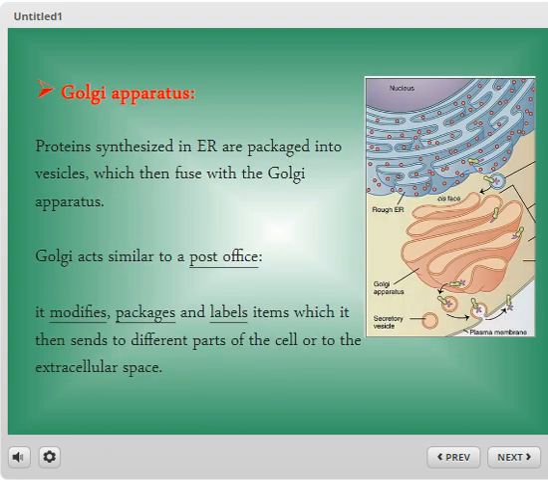We have another type of organelle in the cytoplasm that's called the Golgi apparatus. The Golgi apparatus acts similar to a post office. It modifies, packages, and labels items, which it then sends to different parts of the cell or to the extracellular space. For example, proteins synthesized in the ER are packaged into vesicles, which then fuse with the Golgi apparatus.